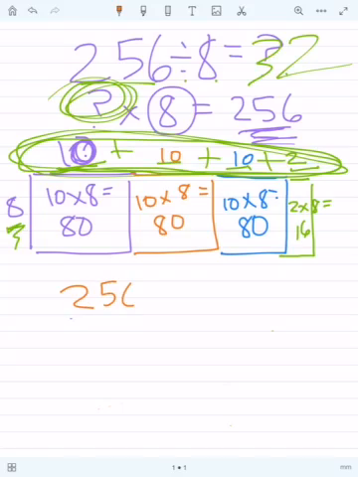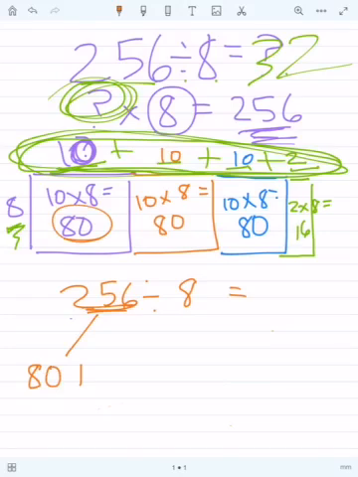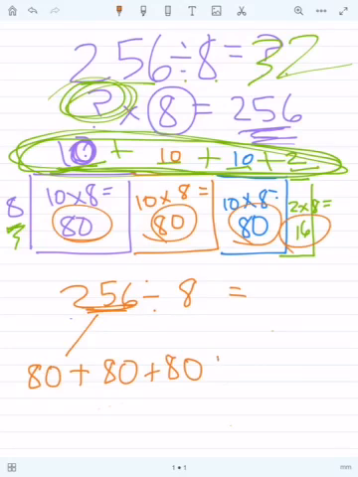So when you do 256 divided by 8, you can actually think of this as breaking the 256 up into easier numbers to work with, because that's actually what we did up here. So instead of doing 256, we did it with 80 plus 80 plus 80 plus 16 divided by 8. And it made it easier because then we were able to do 80 divided by 8.